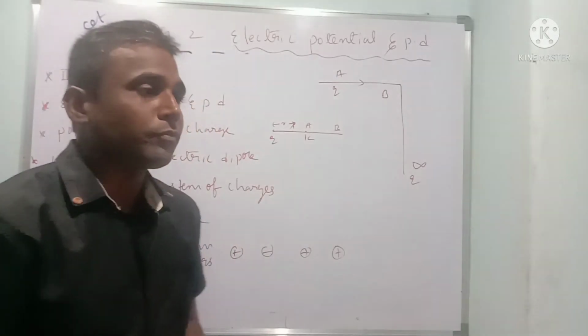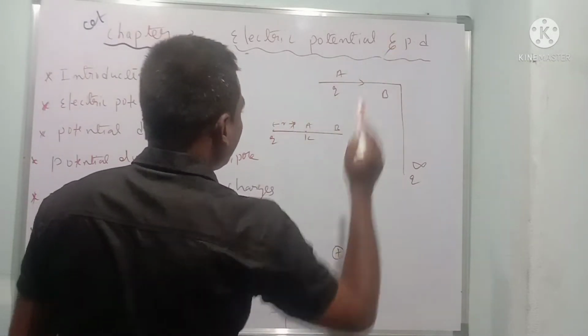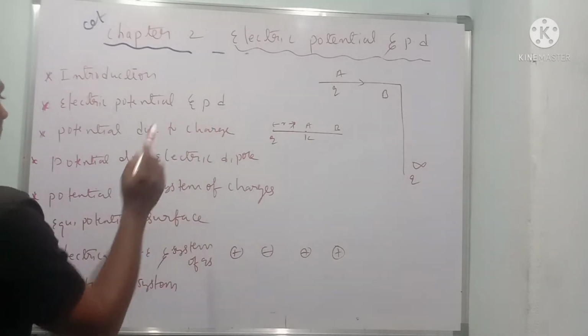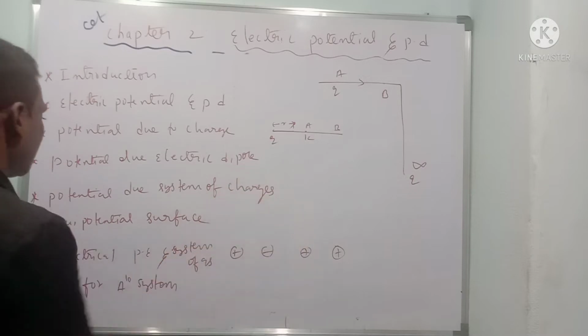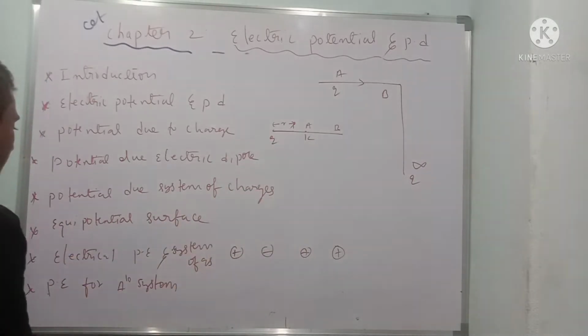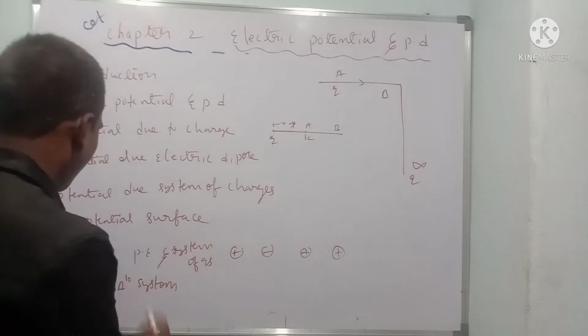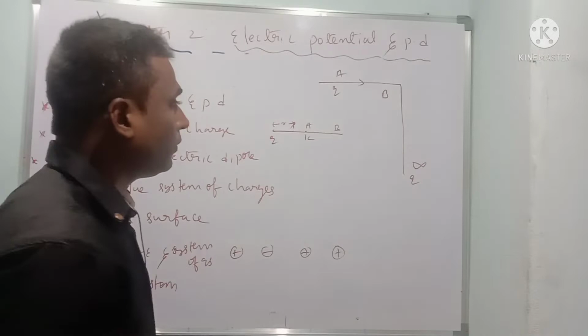So in this class we are going to understand electric potential, potential difference, potential due to a single charge, potential due to an electric dipole, potential due to a system of charges, equipotential surfaces, and electric potential energy for a system of charges and a system of triangle. So let us learn without wasting time.